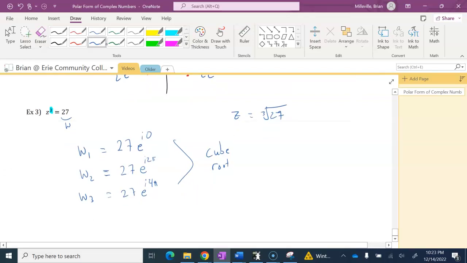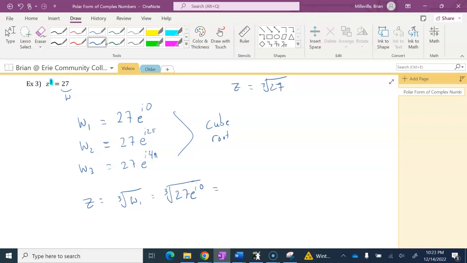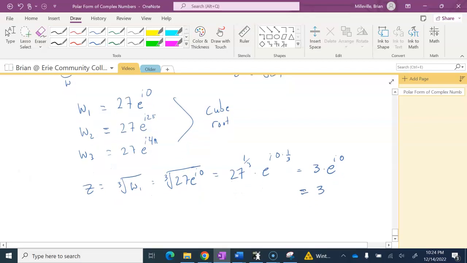All right, so cube rooting these, let's do that now. Taking W1, the cube root. One of the solutions is going to be the cube root of W1, which is the cube root of 27e to the I0 power. Again, that's the same as the 1/3 power, so it'll be 27 to the 1/3, and then e to the I times 0 times 1/3. This would simply give us the cube root of 27, which is 3, and then e to the I times 1/3 times 0 is still 0. This would give us just 3 in rectangular form. Fine. All right, so that's the first one.